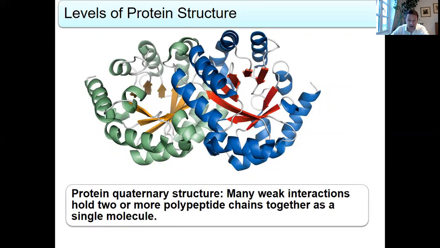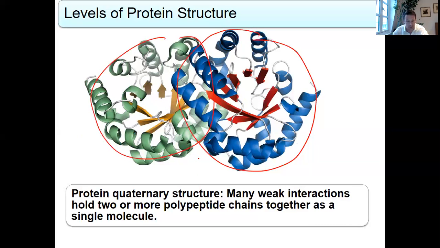Here's a quaternary structure. So we've got two chains here, the big blue chain and the green chain. And these two chains are held together by a bond, and this gives it a quaternary structure.